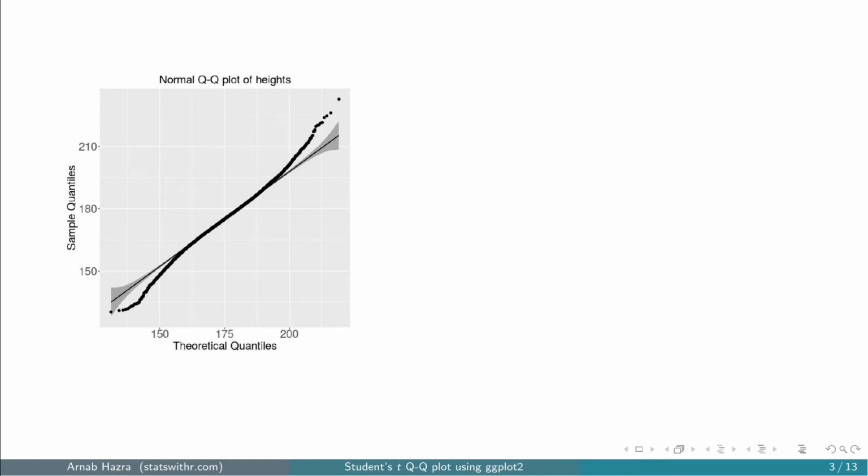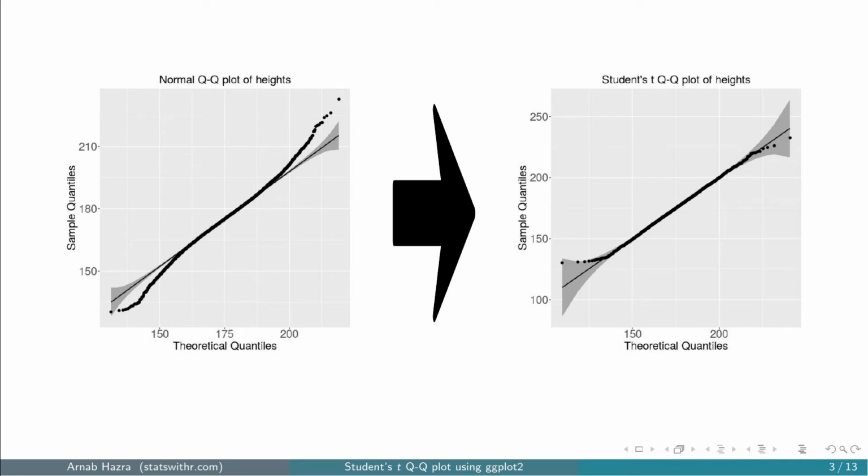Note that the sample quantiles are larger than the theoretical quantiles on the right tail and the opposite is on the left tail. This indicates that the sampling distribution has heavier tails than that of a normal distribution, and you need to fit a model that allows heavier tails than a normal distribution. The obvious first choice here is the student's t-distribution. So today I will discuss how to create a student's qqplot using ggplot2.